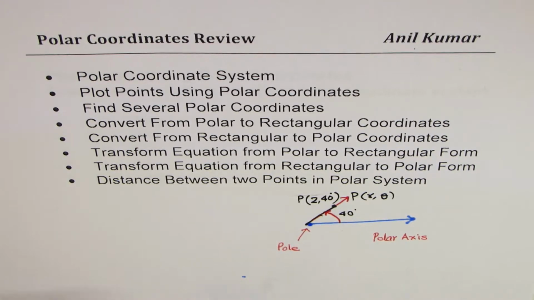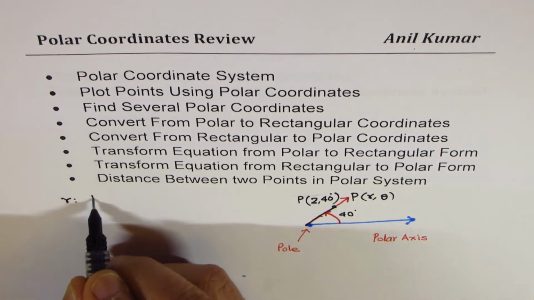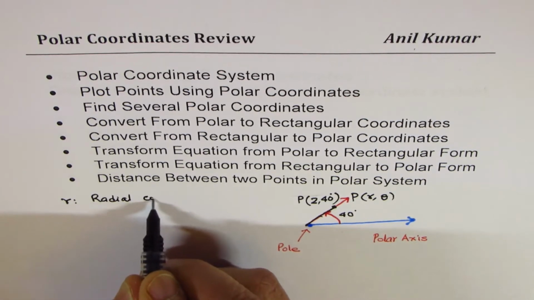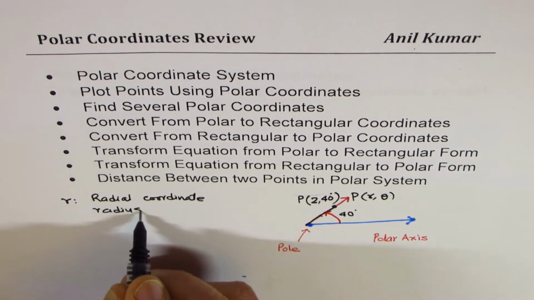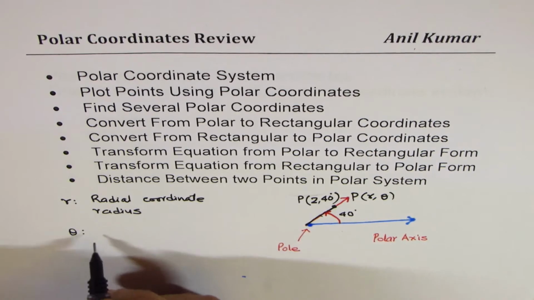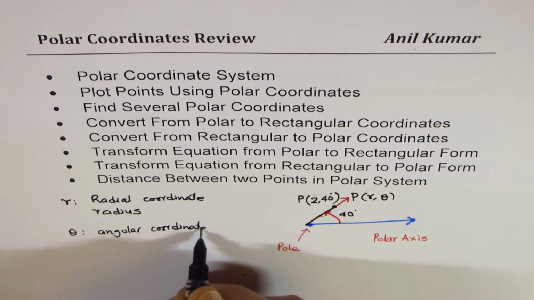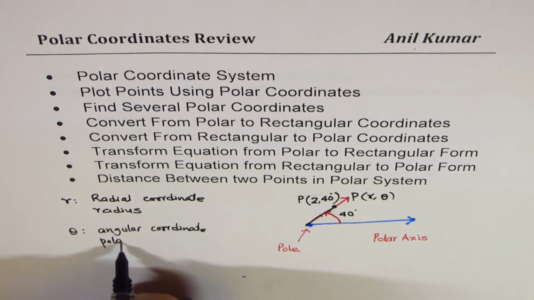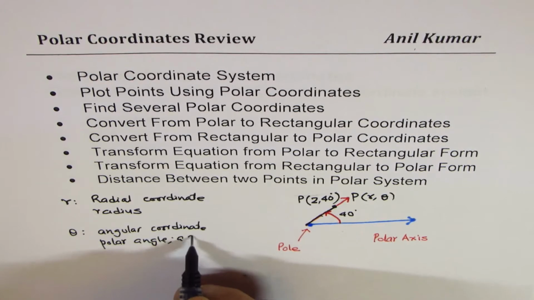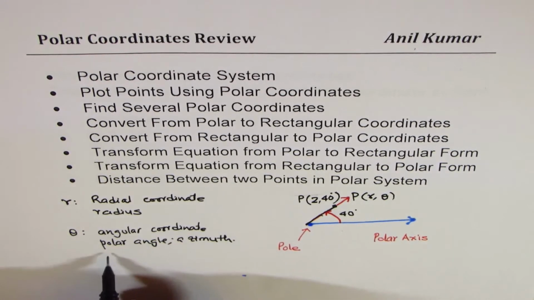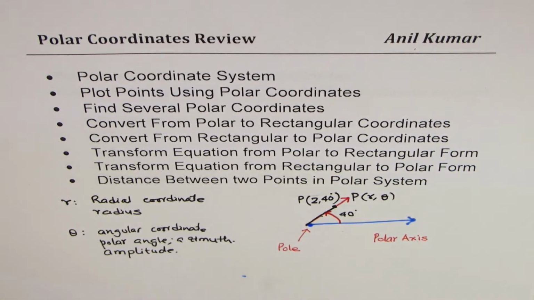Now, we'll also consider a few names which we give to r and theta. We'll refer to r as the radial coordinate, or at times as the radius. As far as theta is concerned, we'll call it the angular coordinate, or the polar angle, or the azimuth. Sometimes we also refer to it as the amplitude, the size of the angle.